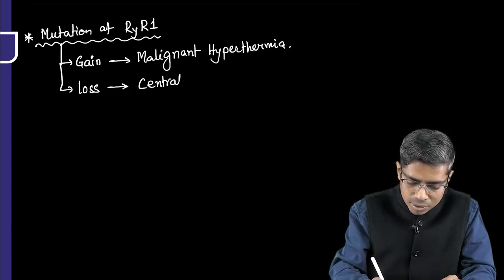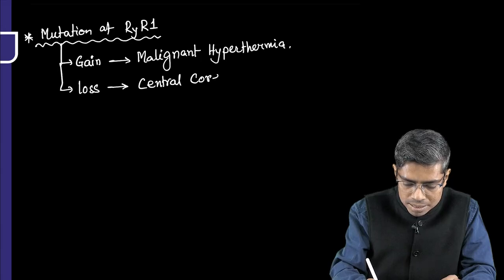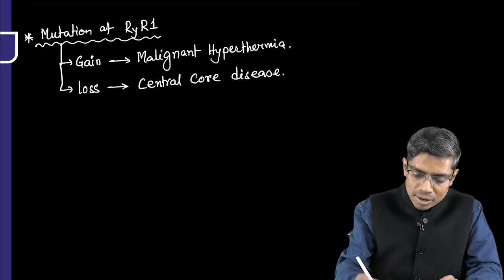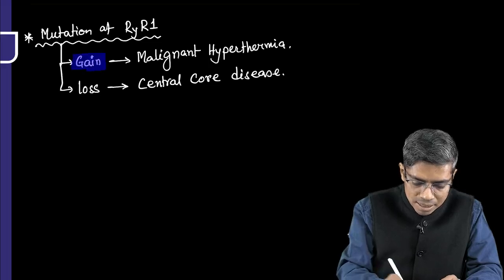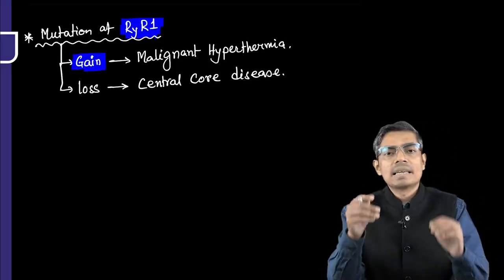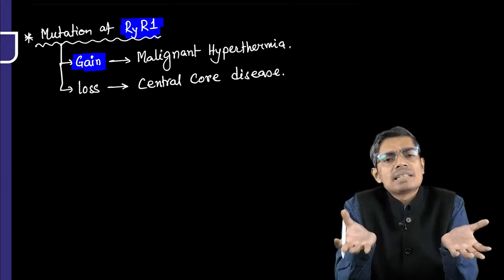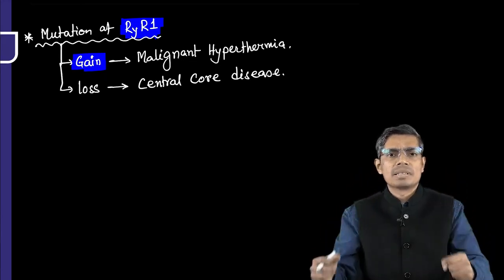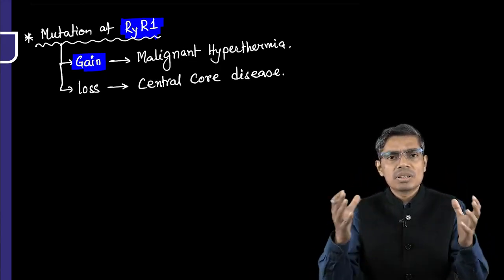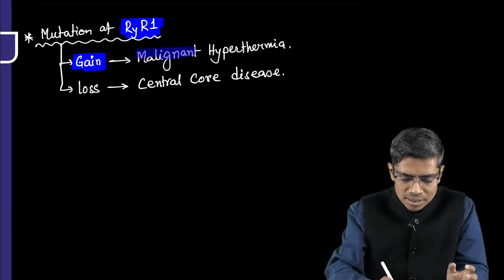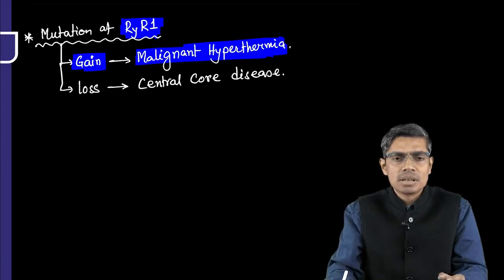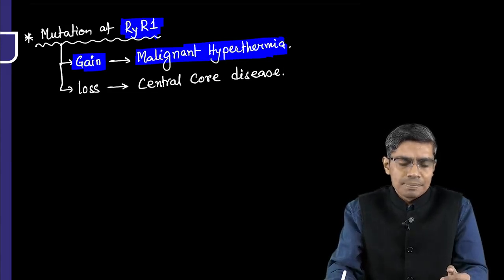Okay, and if there is loss of function mutation of this channel RyR1, then the disease is known as central core disease. So if there is gain of function mutation, I can understand that through this RyR type 1 channel, a huge amount of calcium will enter the cytoplasm, and that will lead to severe muscle contraction with huge amount of heat production. That is a typical feature of malignant hyperthermia: muscle stiffness, heat production, and hyperthermia.